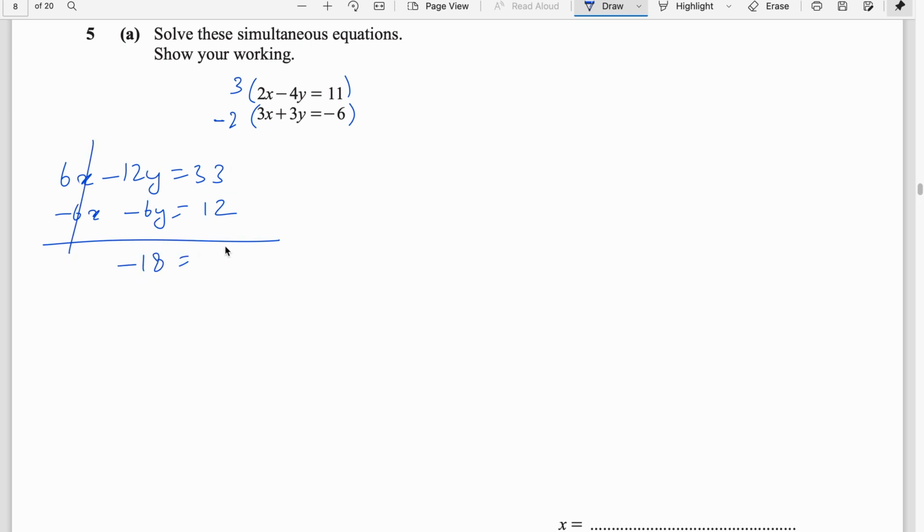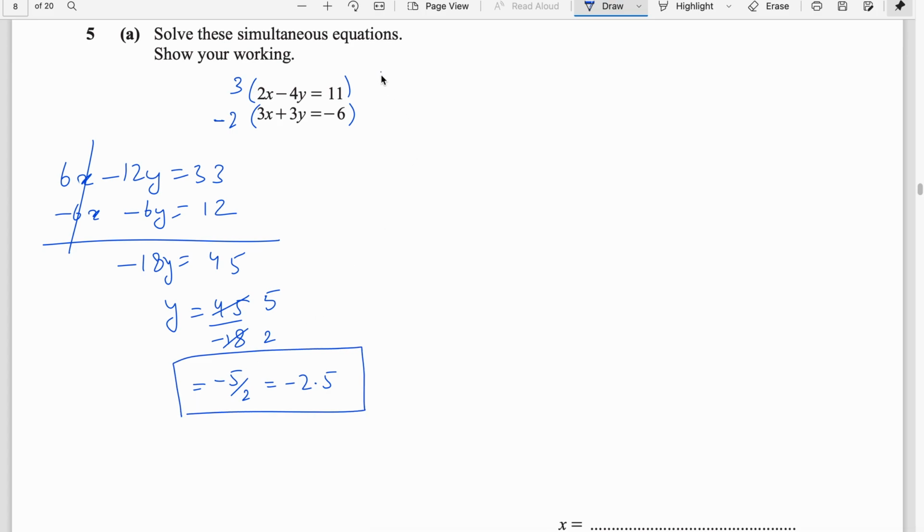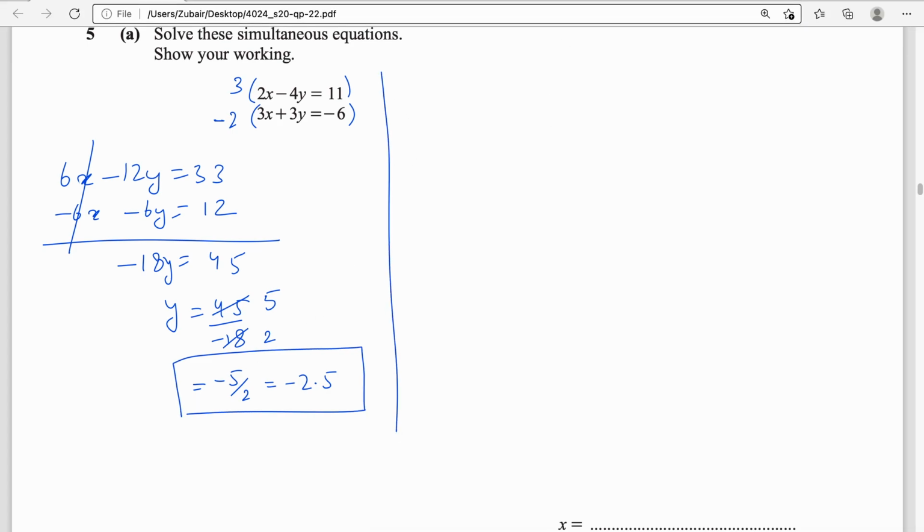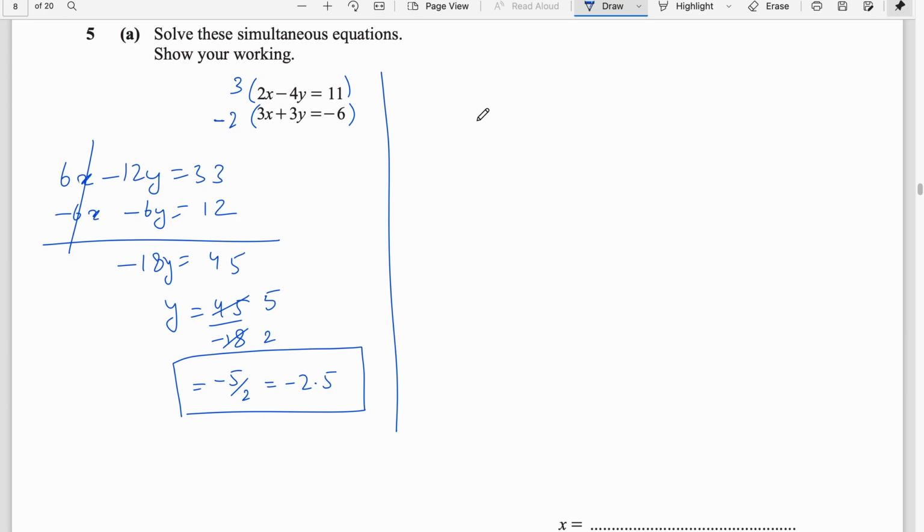Negative 18y equals 45. So y is equal to 45 by negative 18. 5 9s, 9 2s. So negative 5 by 2 or negative 2.5. You can use any value. Now substitute this value. You can use this value in any of the equations.